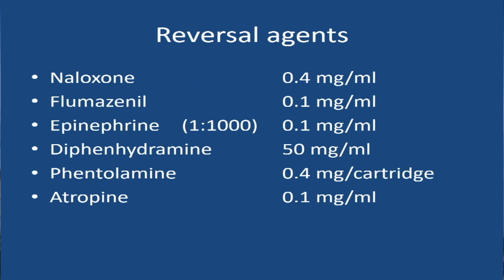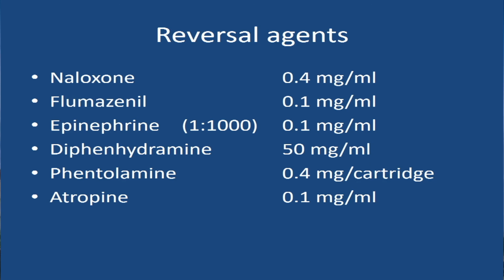And here we have the dosages available for those drugs. Naloxone or Narcan is 0.4 milligrams per ml. Flumazenil or Romazicon, R-O-M-A-Z-I-C-O-N, Romazicon is the brand name, is 0.1 milligrams per milliliter.